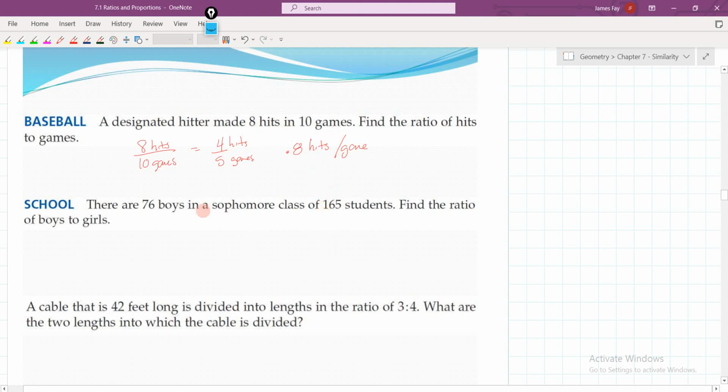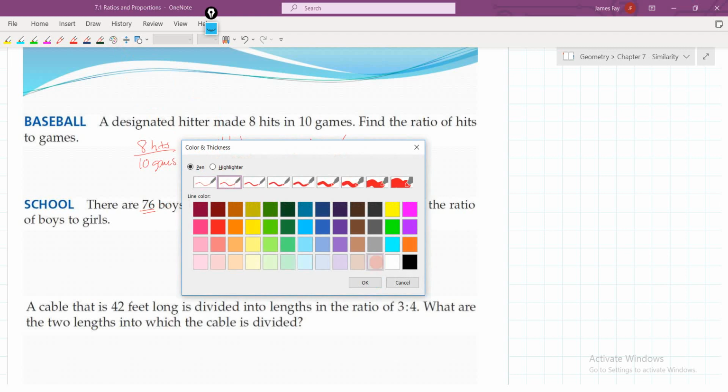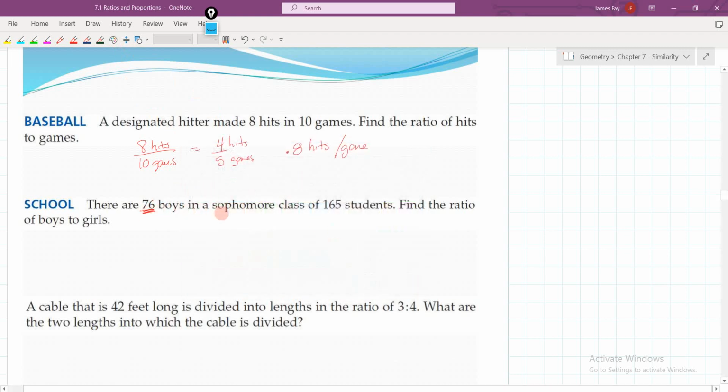Here it says there are 76 boys in a sophomore class of 165 students. Find the ratio of boys to girls. This is a common problem that end of course exams will write, because they know that people see 76 and 165 and are going to go 76 to 165 and be done with it. But that is boys to students. And if you look at what they want, boys to girls.